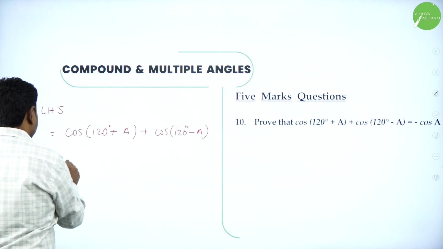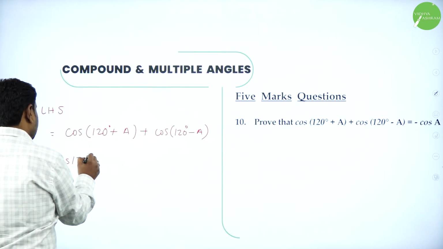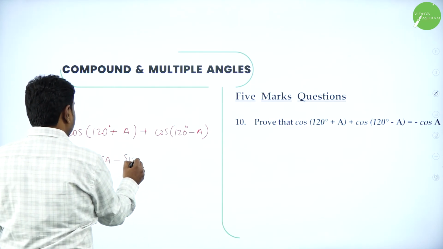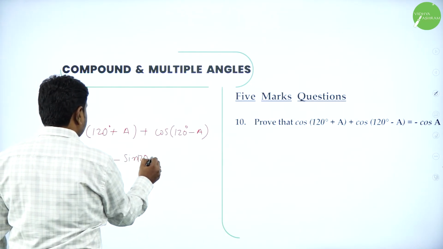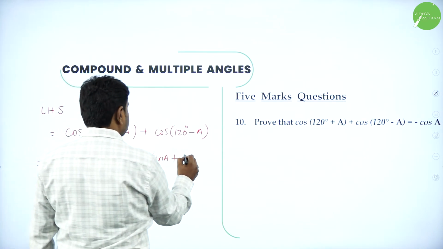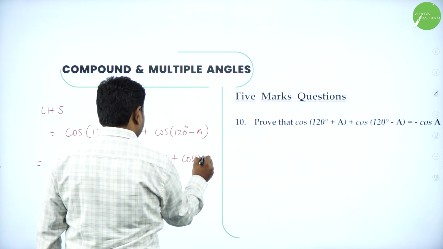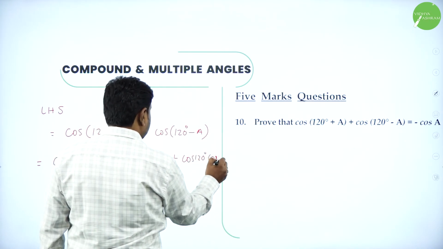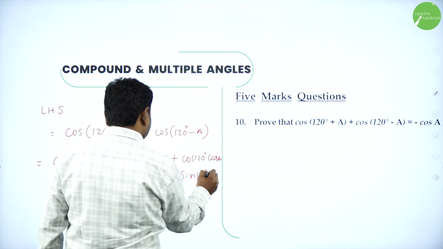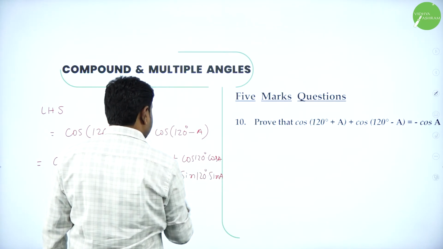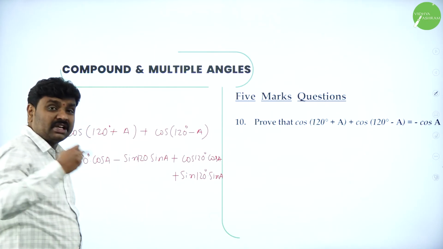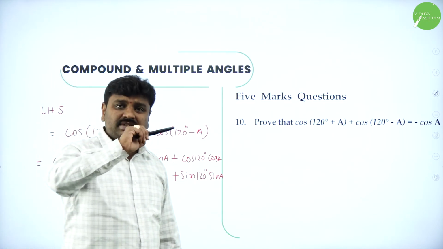What is cos of A plus B? Cos A cos B minus sin A sin B. So cos 120 cos A minus sin 120 sin A, plus cos of 120 minus A, which is cos 120 cos A plus sin 120 sin A. You know cos of A plus B, what is cos of A plus B? Cos A cos B minus sin A sin B. Cos of A minus B: cos A cos B plus sin A sin B.